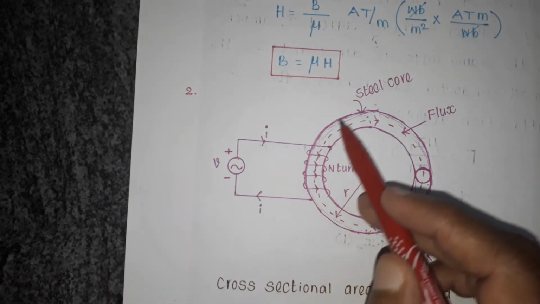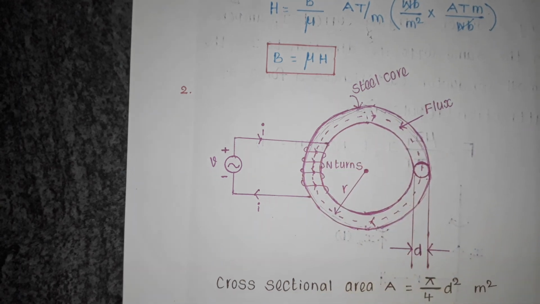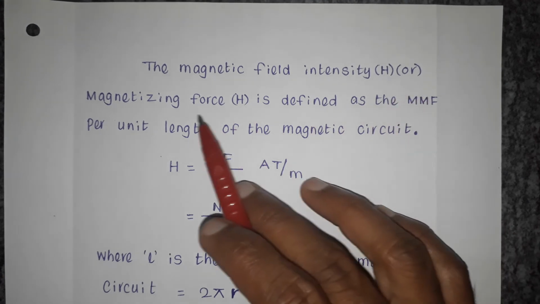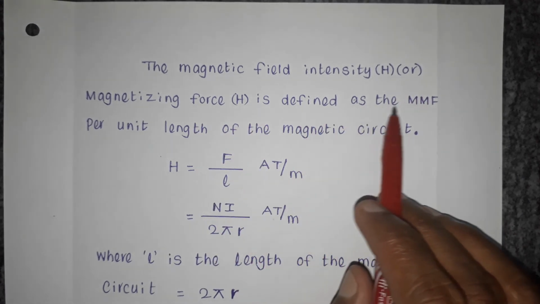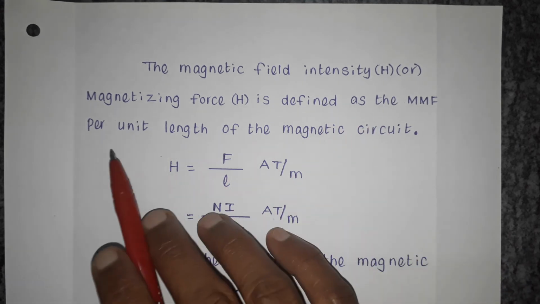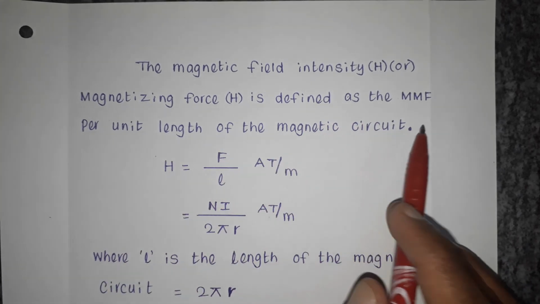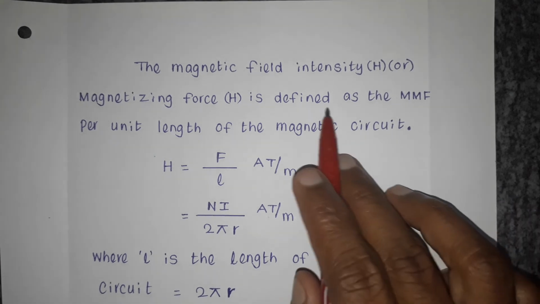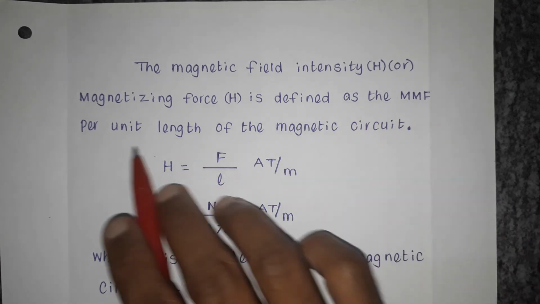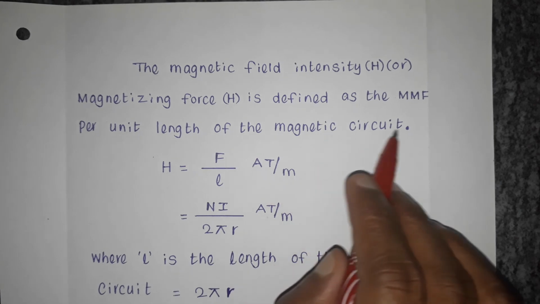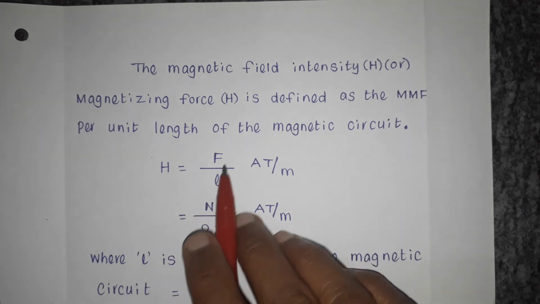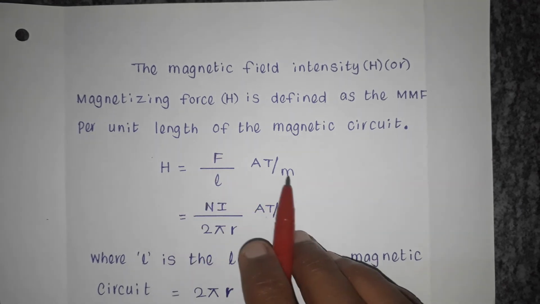This current sets up a magnetic flux within the ring. So the magnetic field intensity H or the magnetizing force H is defined as the magnetomotive force per unit length of the magnetic circuit. The other definition for magnetizing force, denoted with H, is the ratio of magnetomotive force per unit length of the magnetic circuit, that is F by L. H is equal to F by L. The unit for F is ampere turn, and the unit for L is meters.